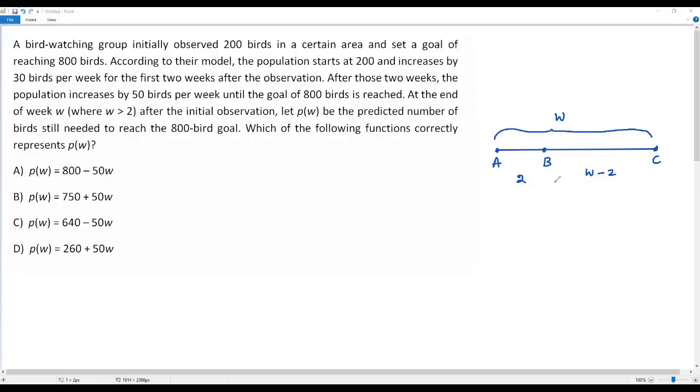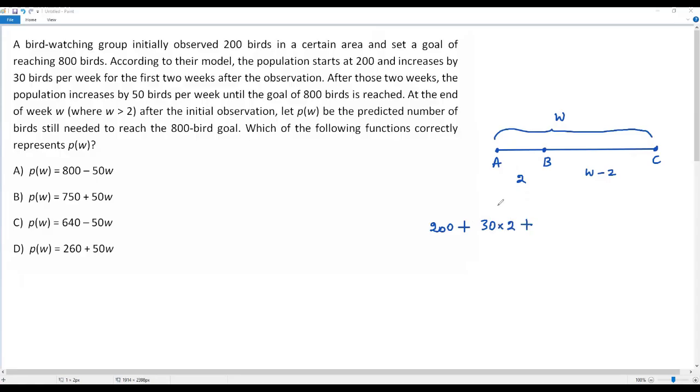Okay, now let's find the total number of birds observed in W weeks. Here we have an initial observation of 200 birds. Let me write the initial observation, 200. Apart from the initial observation, the population increases by 30 birds per week for the first 2 weeks. To get the number of birds observed in the first 2 weeks, we have to multiply the number of birds observed per week by the number of weeks, 2. Then we get 30 times 2.